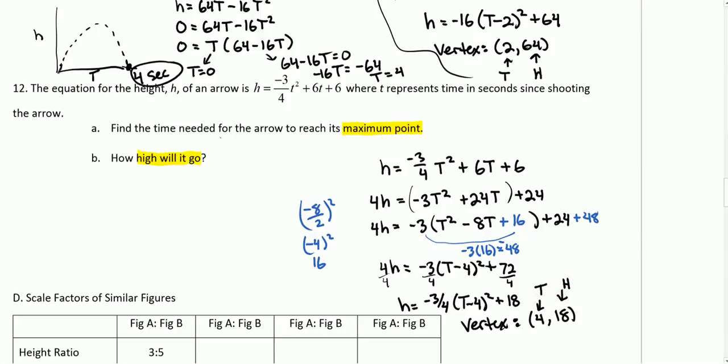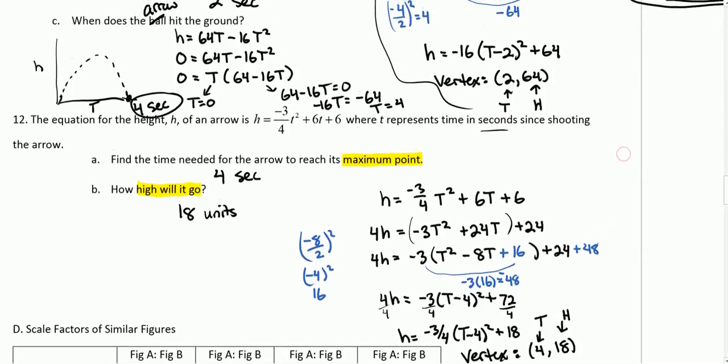So find the time needed for the arrow to reach its maximum point. It took 4 seconds. How high will it go? 18. And our units here, it doesn't specify, so I'll say 18 units. I guess, yeah, it does say seconds for time, so I'll use seconds. So we'll stop there.